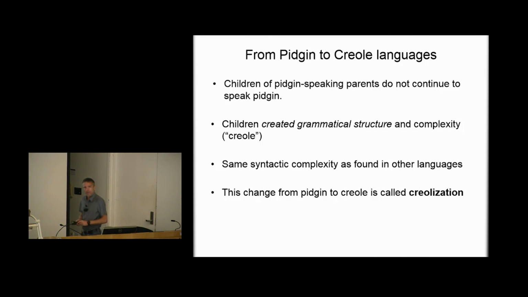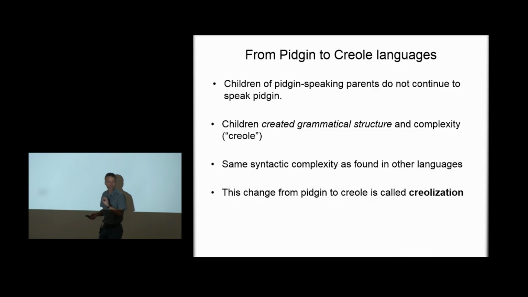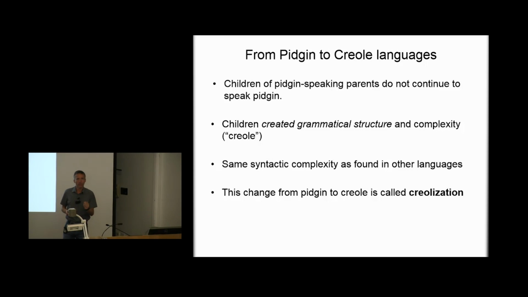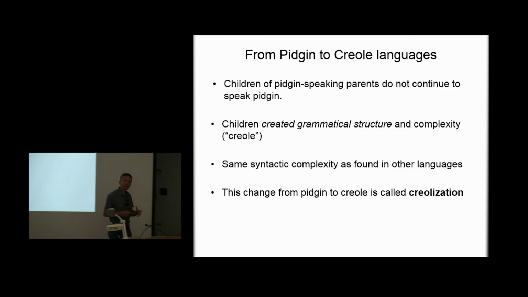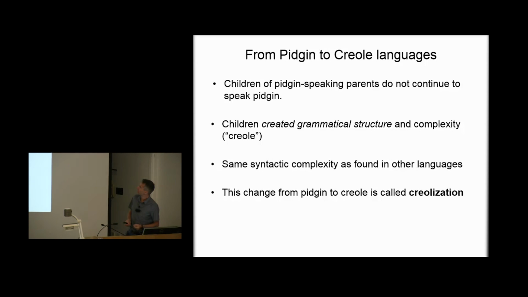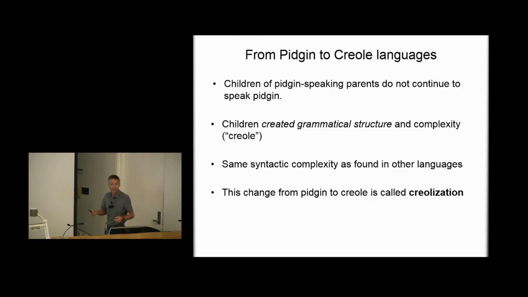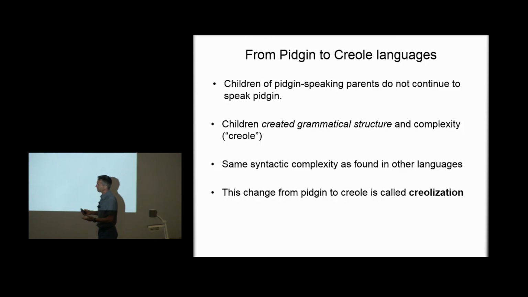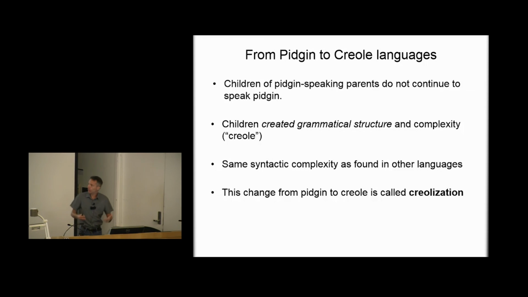Now, the children that grew up on these plantations were exposed to the pidgin of their parents, and amazingly, they did not learn pidgin, they created their own language. And these are Creole languages, where the children are actually imposing some grammatical structure on the language. So they're creating new rules from scratch, and these rules are as complicated as any other language out there. So clearly the kids were not exposed to grammar, right, but created the grammar anyway.